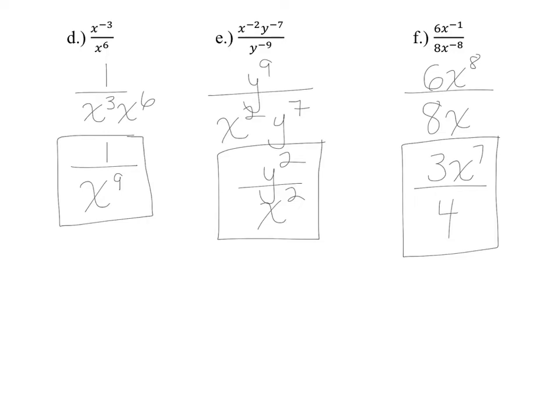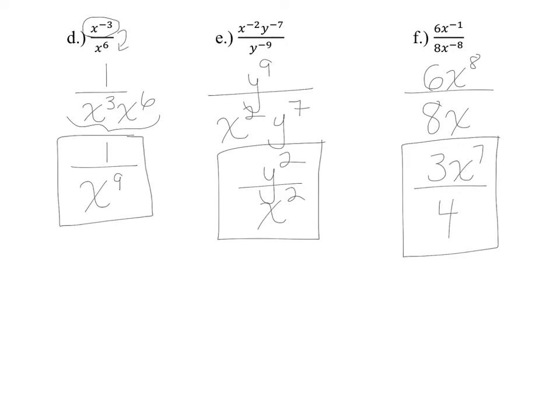If you take a look at D, I moved only this guy because that's the only exponent. It goes downstairs. But you already have an x down there, so you can combine those x's together by adding the exponents. That's how I got 1 over x to the ninth. Don't forget the 1 in the numerator.